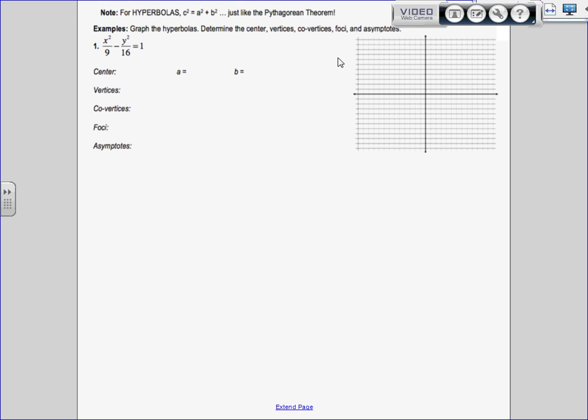So example 1 says graph the hyperbola, determine the center, the vertices, the co-vertices, the foci, and the asymptotes. So what do you guys guess that your center is? It's 0, 0, right? Just like before, you can see the h and the k are not there, so it's 0, 0. A is not necessarily the largest. It could be smaller. It's just whatever's first. So you might want to write yourself a note: a is always first, not necessarily largest.